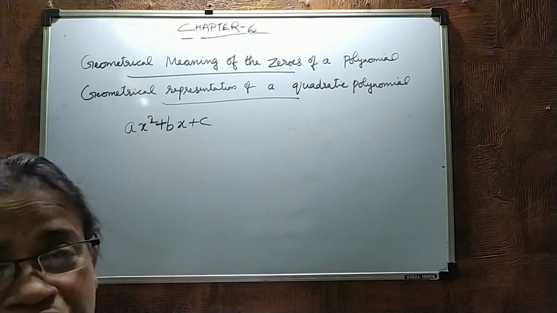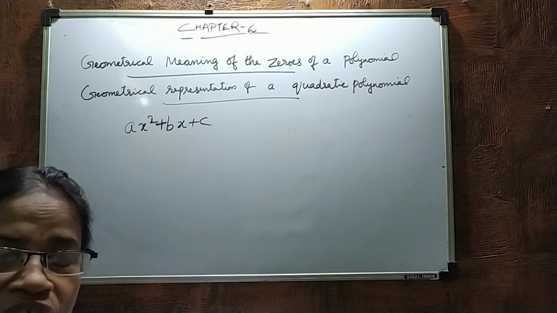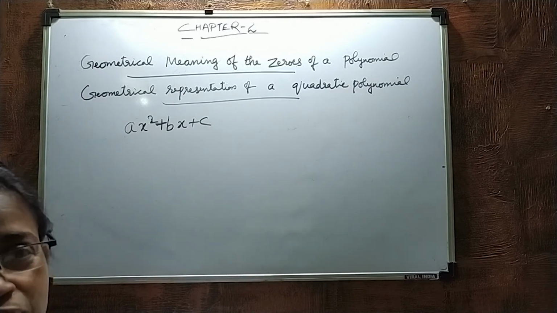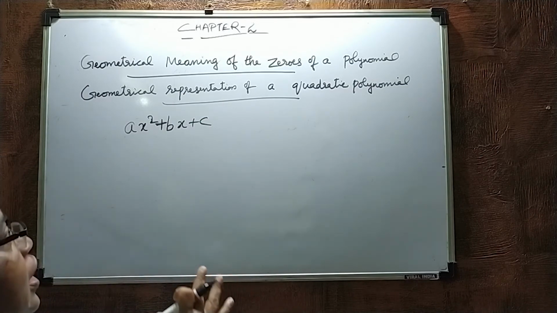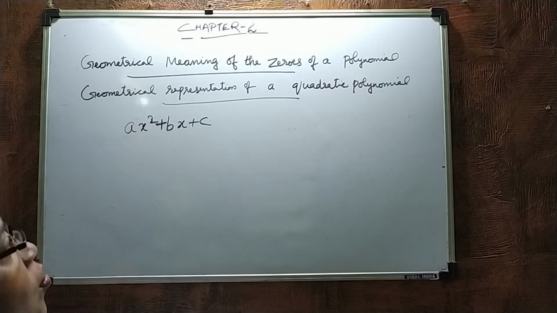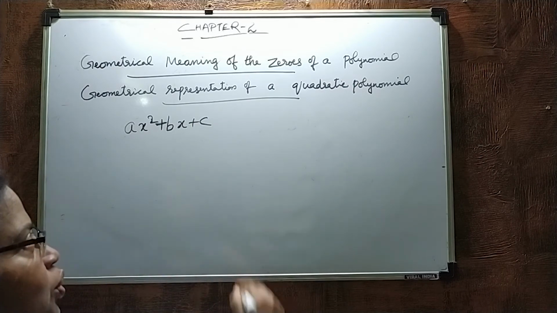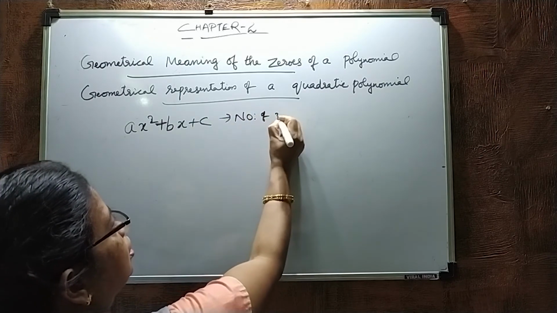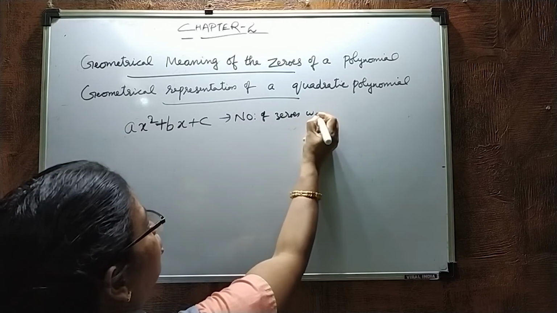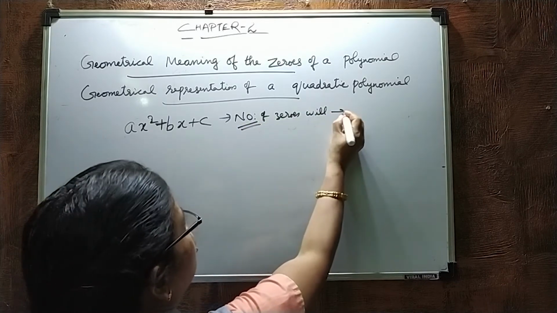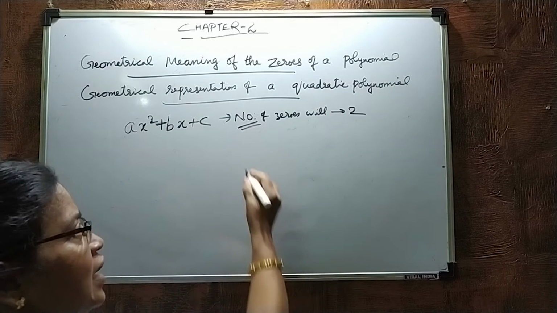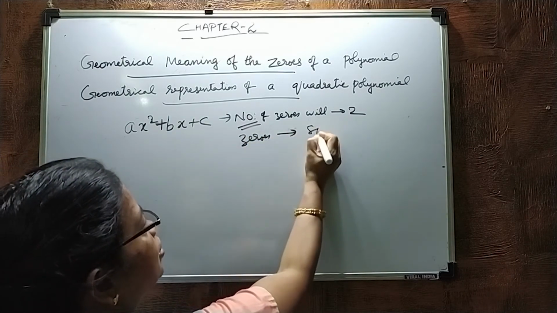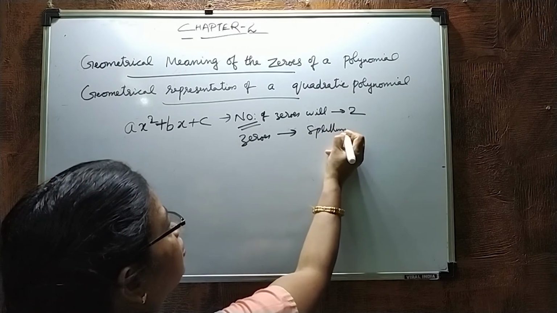By splitting the middle term you can find out. So these are all things you have already studied. We left this portion, that's why I am going to take it now. This one, ax square plus bx plus c, is the form of a quadratic polynomial, and you know that the degree will be 2 and the number of zeros will be 2, right? And how will you find out the zeros? By splitting the middle term we can find out.